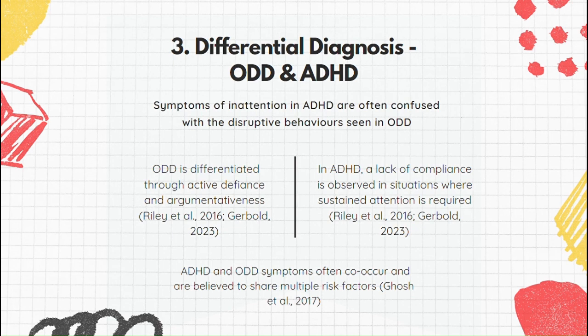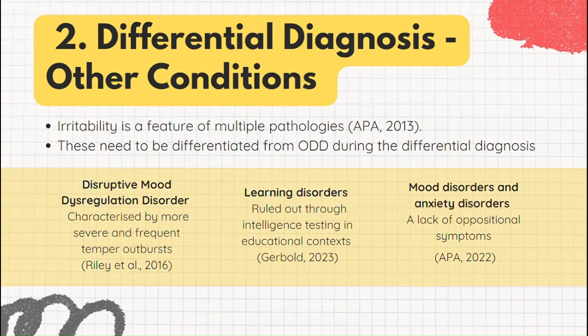Whereas ODD involves active defiance. We can observe how a child may actively ignore or divert from certain orders and refuse to follow instructions. ADHD and ODD are considered to co-occur, and they share multiple risk factors, so it is believed that they are a highly comorbid condition.